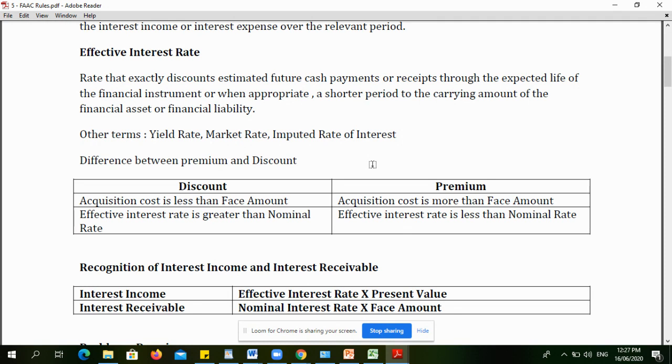We'll go first with the effective interest rate. The effective interest rate is the rate that we will be using in trying to find the present value. Other terms include yield rate, market rate, and imputed rate of interest.